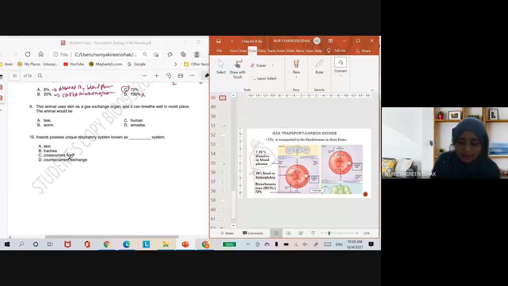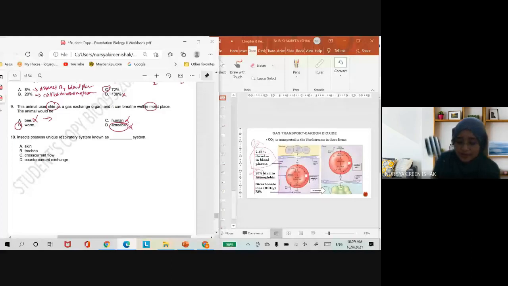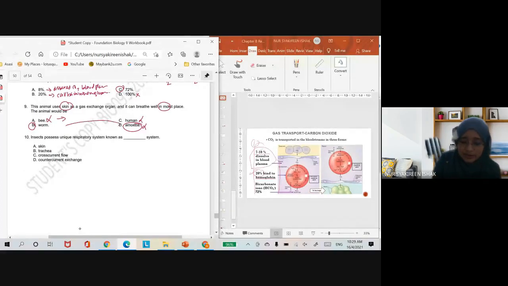So the animal would be, dia guna skin kan? So dia duduk kat tempat yang moist. Obviously not bee, not human, not amoeba, it is worm. Okay, sebab worm, amoeba does not have skin. It is a one cell organism. They only have cell membrane. They don't have skin. Human obviously not. They use lung. Bees, they use tracheal system. Okay, so the answer will be worm. So worm, they use their skin, and beneath the skin they have many blood capillaries. So oxygen just diffuse across the moist skin and into the blood capillaries that is located just beneath the skin to be distributed throughout the body.